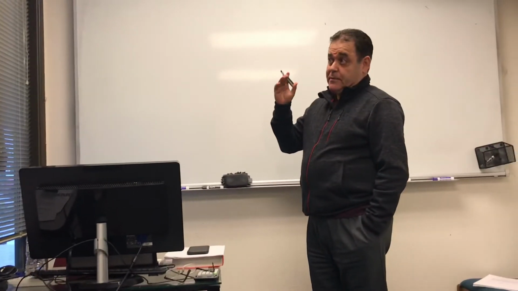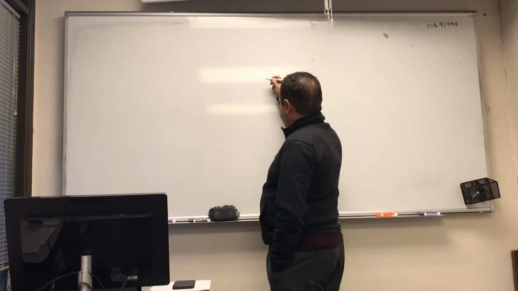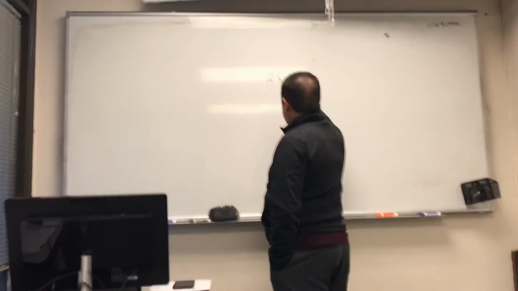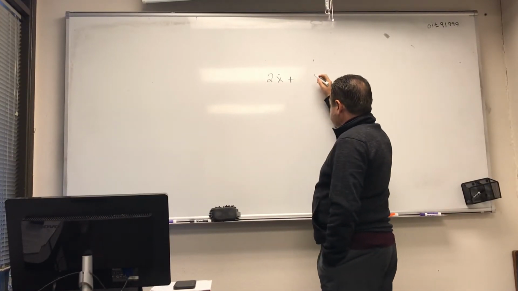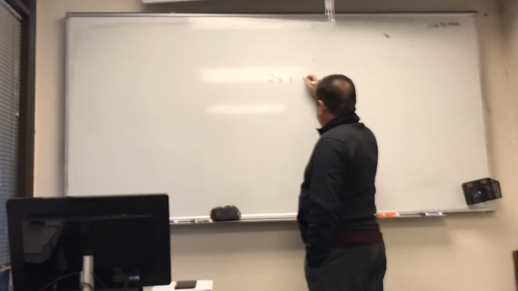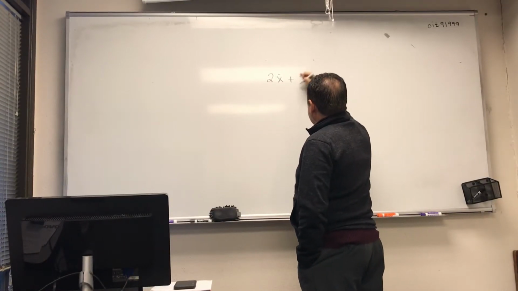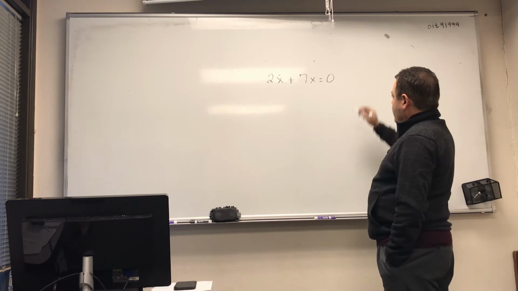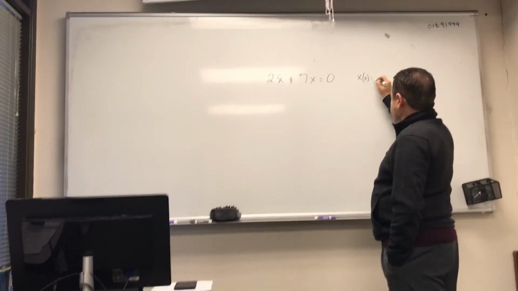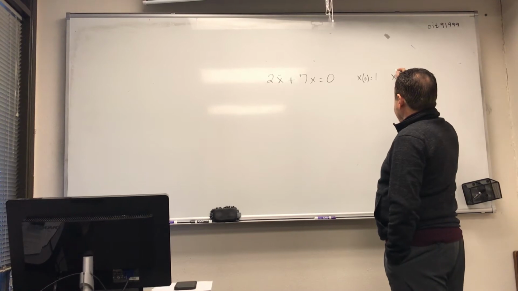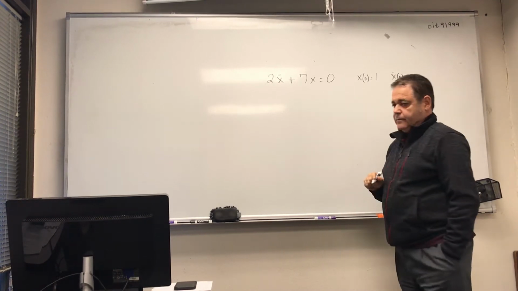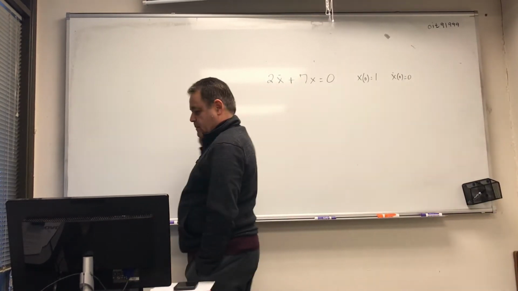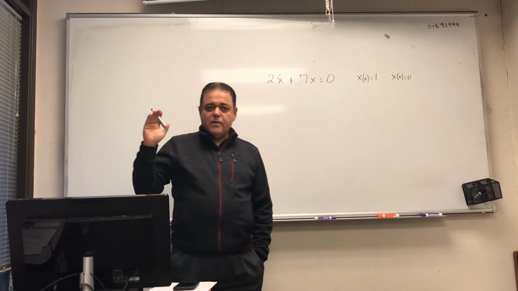Suppose I tell you that you have a vibrating system with the equation 2x'' + 7x = 0, where x(0) = 1 and x'(0) = 0. That's it. If you have a vibrating system like this, what is the frequency of vibration?